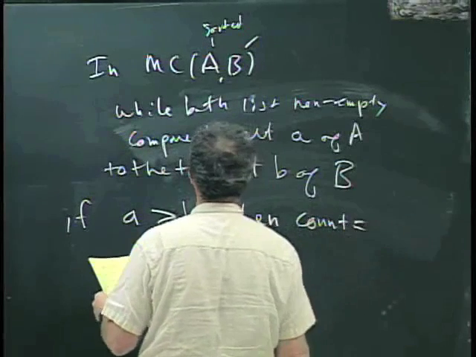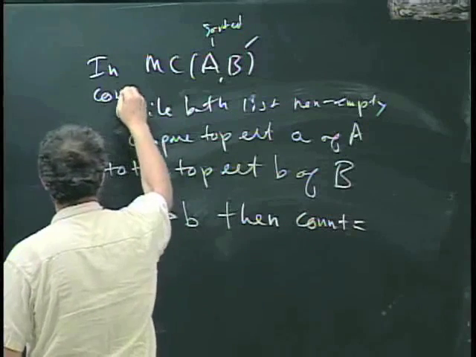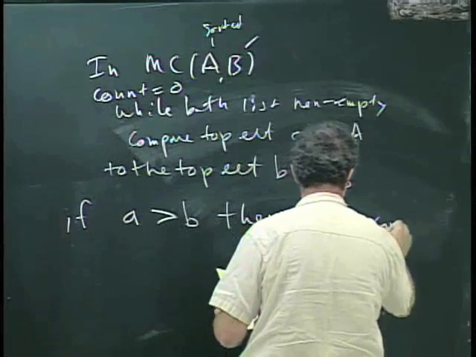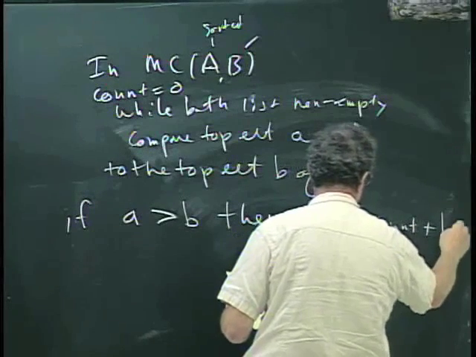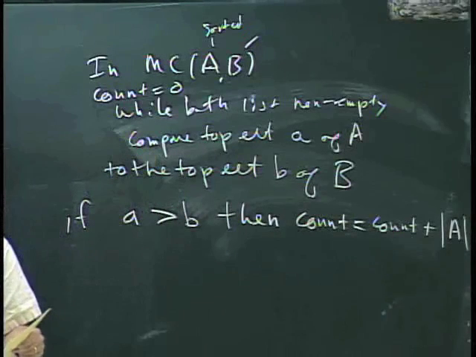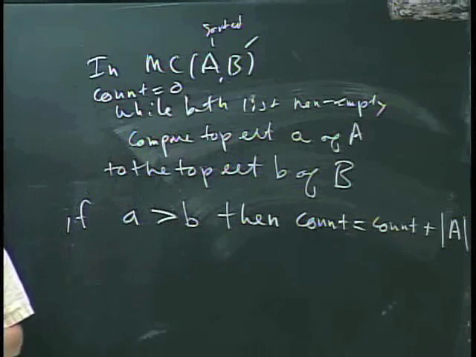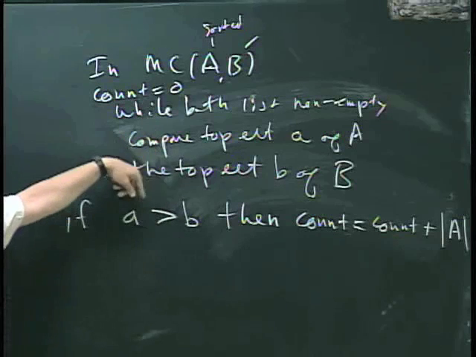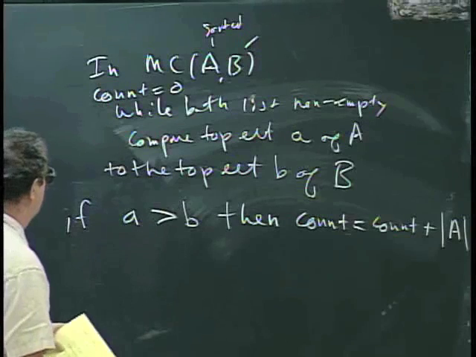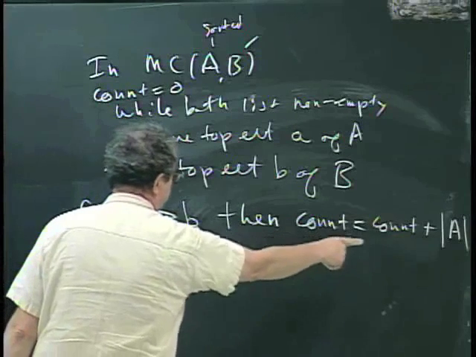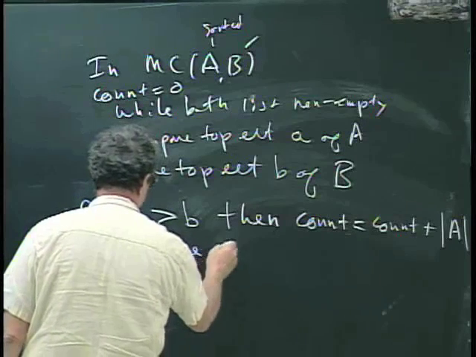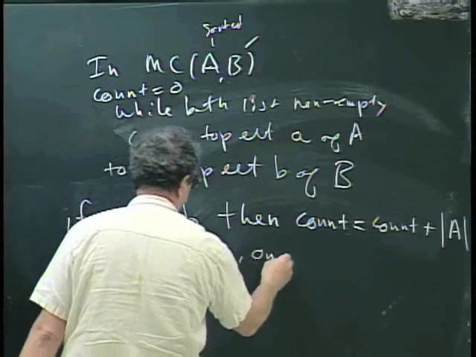If the element we're looking at in A is bigger than B, then count, oh, I should have initialized count. Okay. Count equals count plus the size of A. And by size of A, I don't mean the original size of A, I mean the size of A at that moment. Because as we're doing this comparison, you're outputting elements, you're removing elements. If A is bigger than B, then count equals count plus the size of A, and then we remove A and output it.